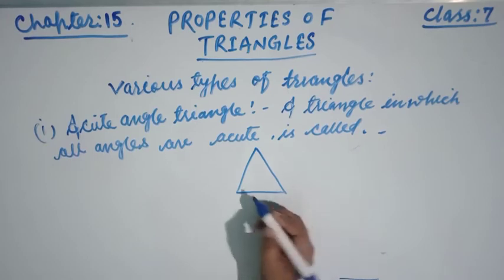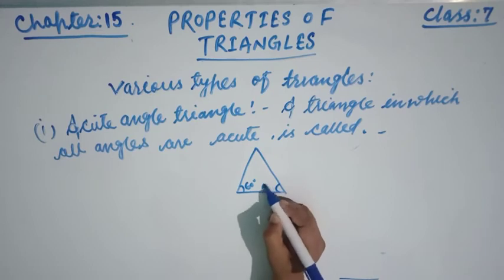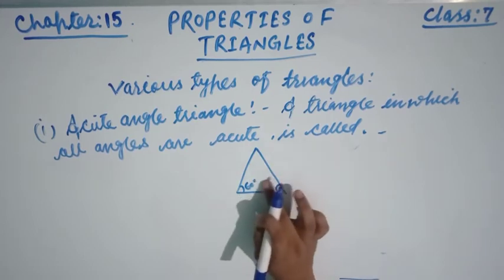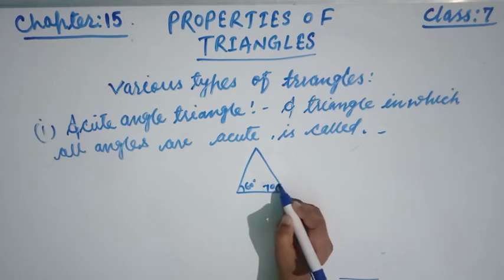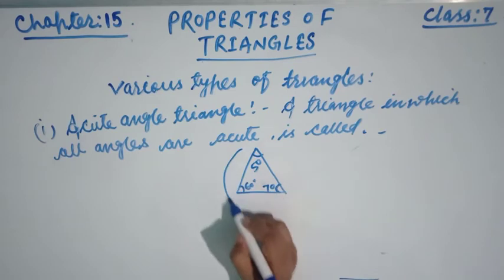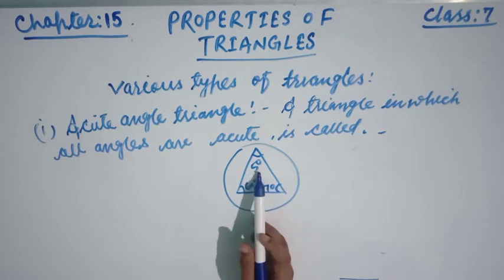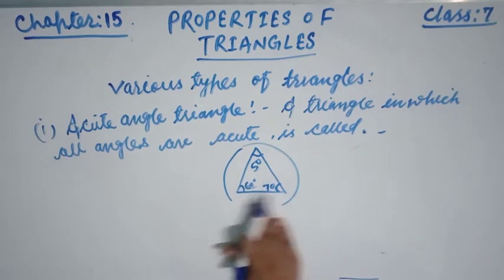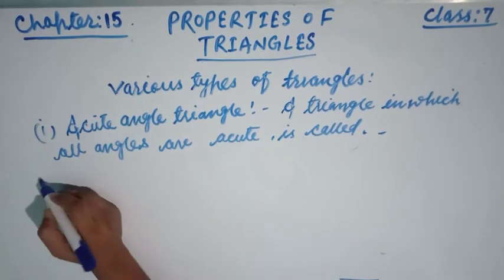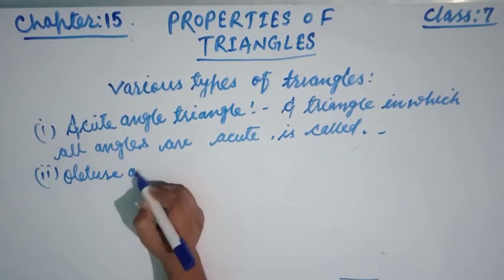Look at friends, suppose this is 60 degree, this is 70 degree, and this is 50 degree. Now look, the sum of these three angles should be 180 degree. So this is 60, 70, and this is 50. Now all these angles are acute, so this is an example of an acute angle triangle. Now friends, the second is obtuse angle triangle.